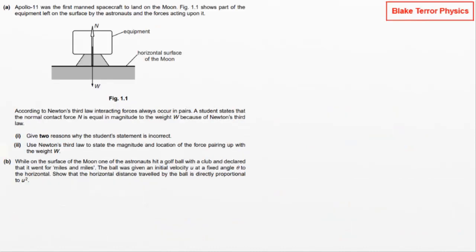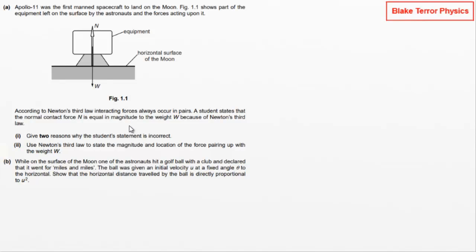All right, next up, we've got Apollo 11 was the first manned spacecraft to land on the moon. Figure 1.1 shows part of the equipment left on the surface by the astronauts and the forces acting upon it. Right, so they've left, I don't know, left their TV behind. According to Newton's third law, interacting forces always occur in pairs. The student states that the normal contact force N is equal in magnitude to the weight W because of Newton's third law. Okay, give two reasons why the student's statement is incorrect.